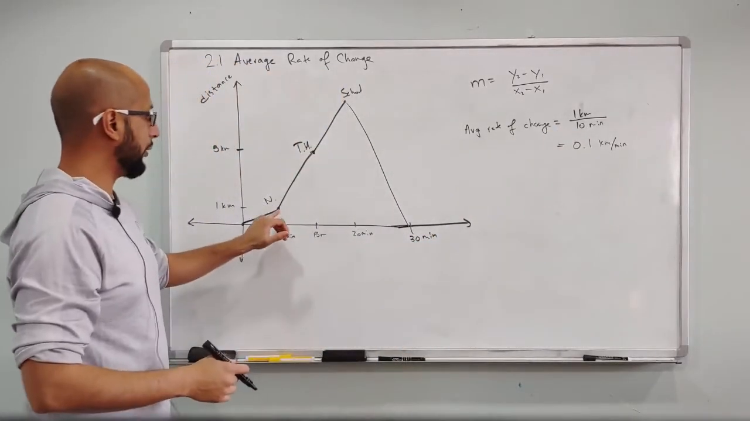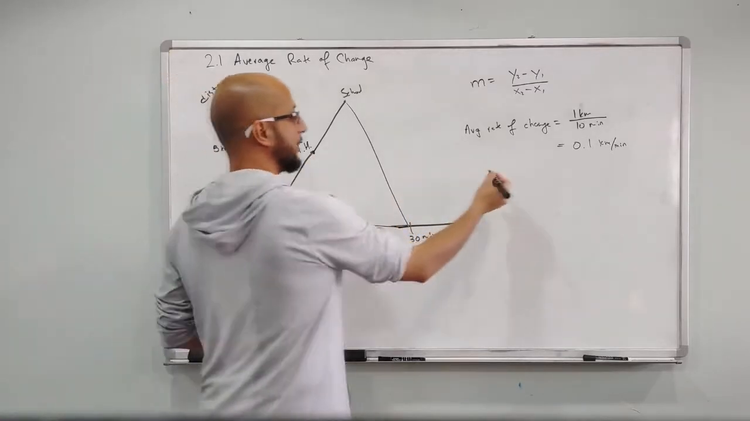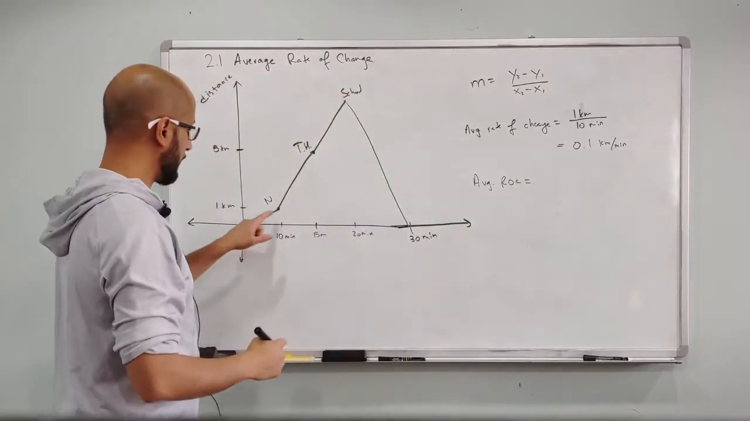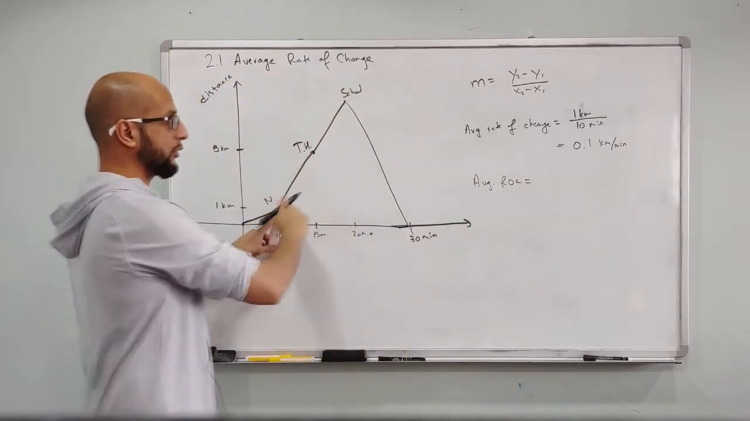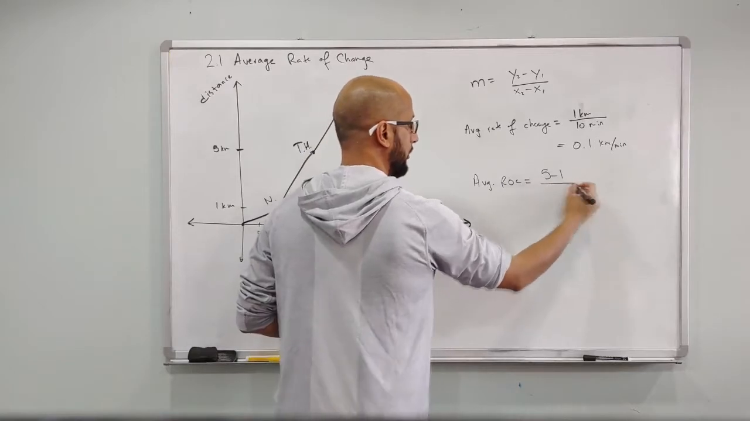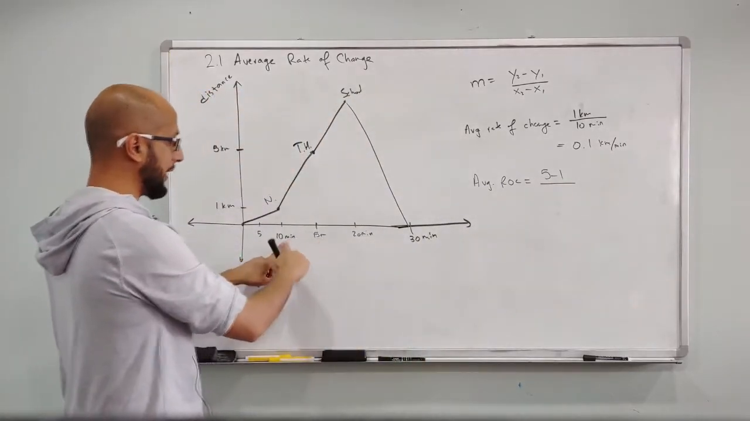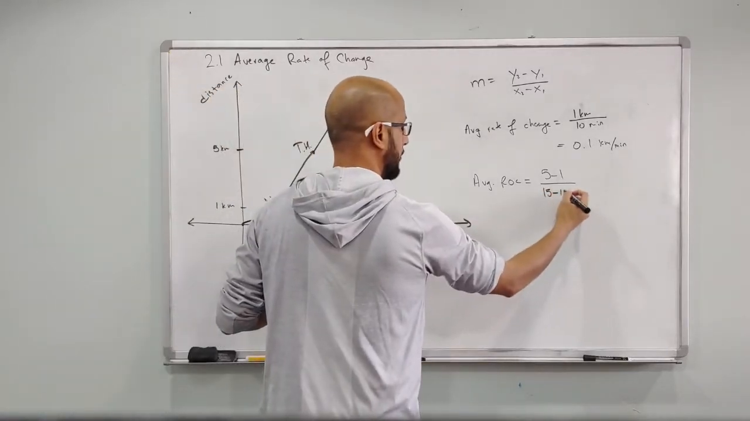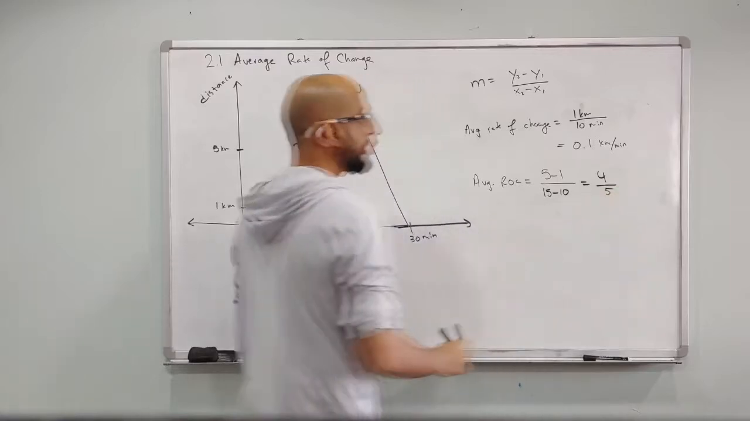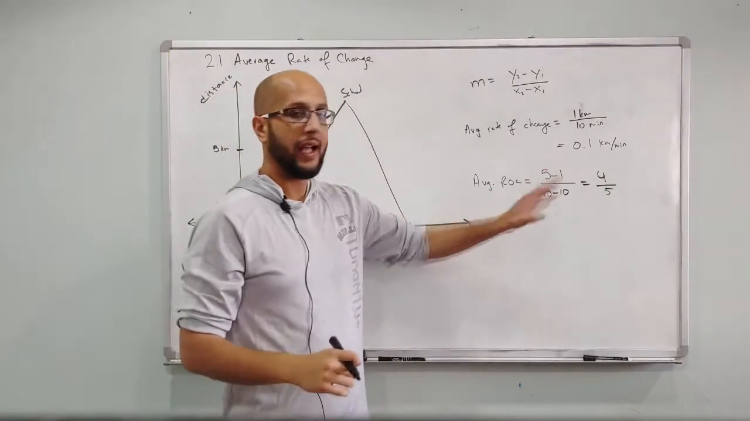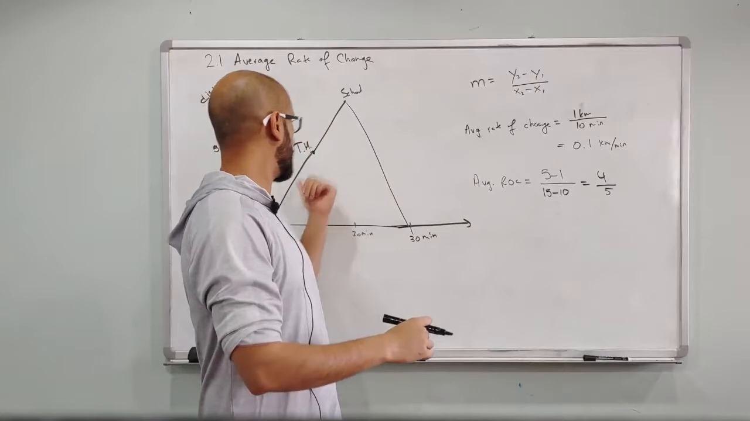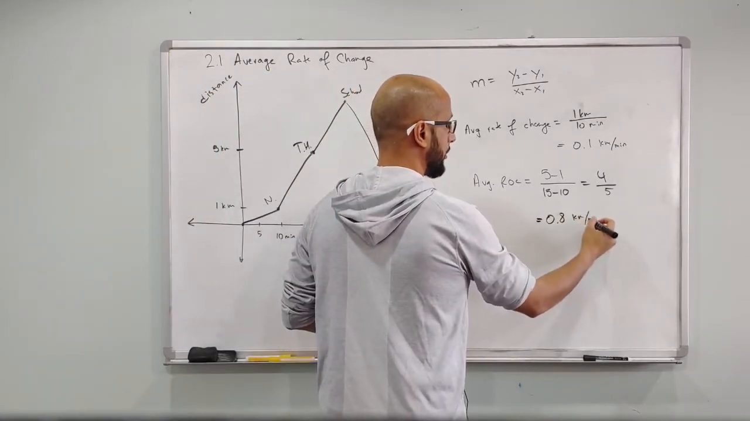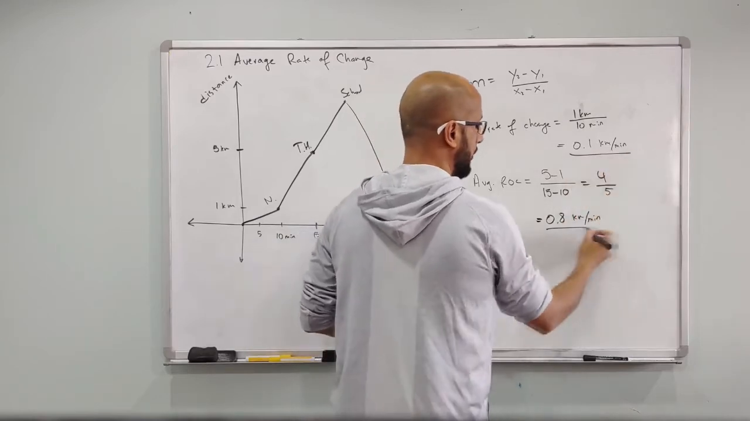Let's go a little bit further. Let's say from my nephews to Tim Hortons. The average rate of change would now be from 1 kilometer to 5 kilometers. That's going to be 5 minus 1. And then from 10 minutes to 15 minutes. At the 10-minute mark, I was at my nephew's. At the 15-minute mark, I'm at Tim Hortons. So that's 15 minus 10, which turns into 4 over 5. That means my average rate of change from my nephews to Tim Hortons is going to be 0.8 kilometers per minute. This is 0.1, this is 0.8.